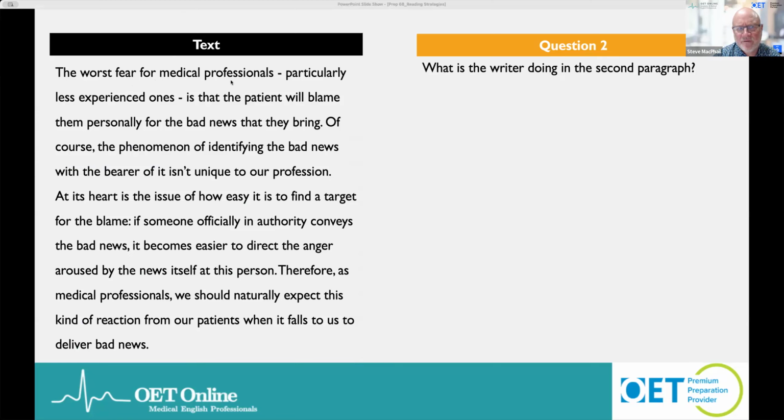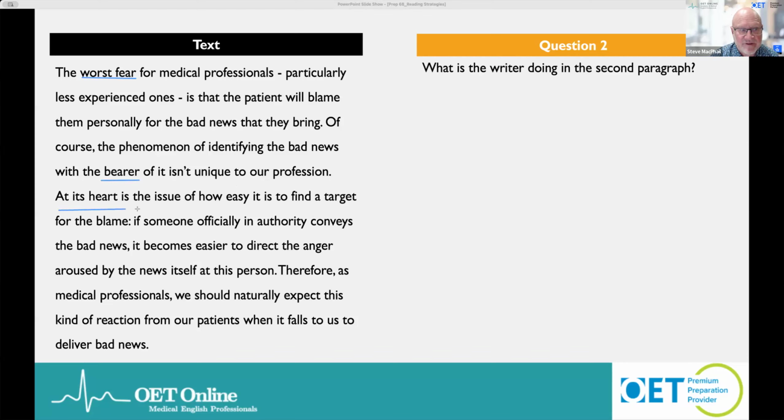The worst fear for medical professionals, particularly less experienced ones, is that the patient will blame them personally for the bad news that they bring. Of course, the phenomenon of identifying the bad news with the bearer of it isn't unique to our profession, the medical professions.